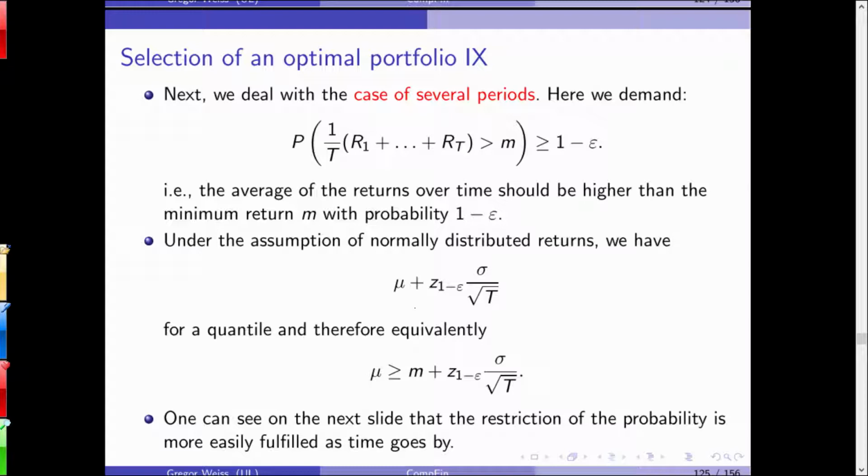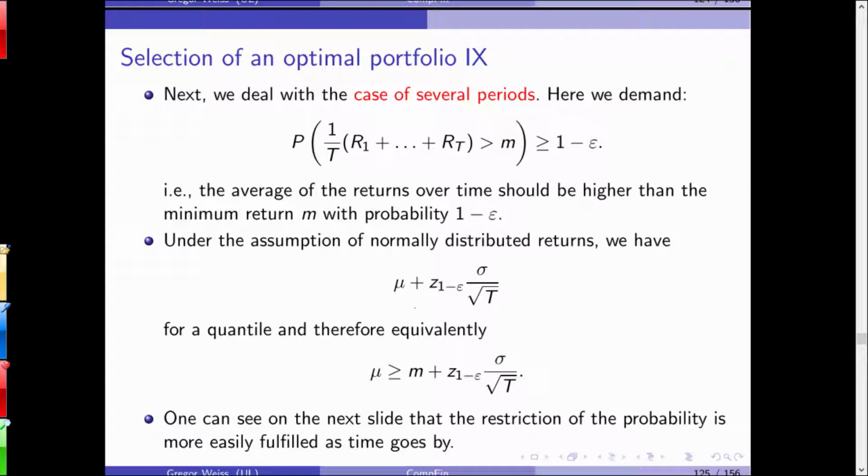Next, let us deal with the case of several periods. We haven't talked about portfolio optimization in time. This has just been done in one period. Next, we could, for example, also demand that the probability of R1 plus R2 plus and so on plus RT, divided by T, larger than M, should be larger or equal to 1 minus epsilon. What does this mean? It means that the average return over T periods should be higher than the minimum return M with probability 1 minus epsilon.